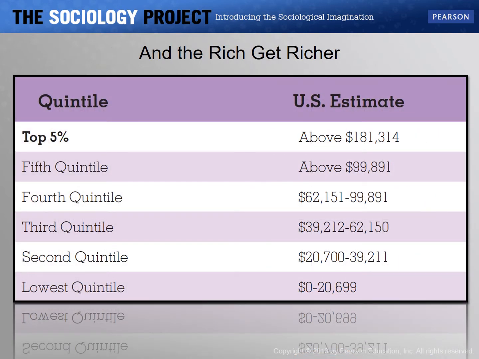Quintiles are 20% groups. The top 5% U.S. estimate is about 181,000. The top quintile is above 99,000, and you can see the lowest quintile is between 0 and $20,700.